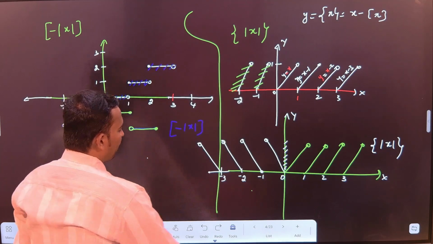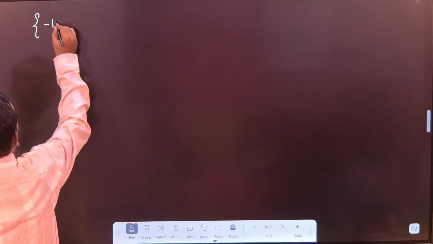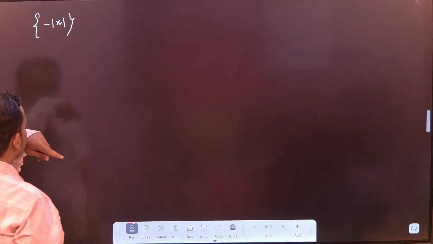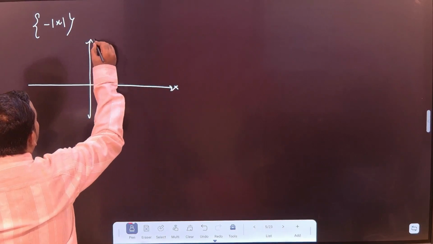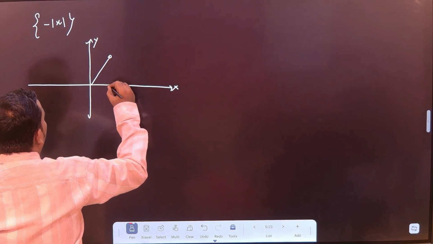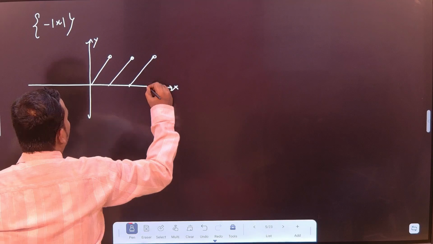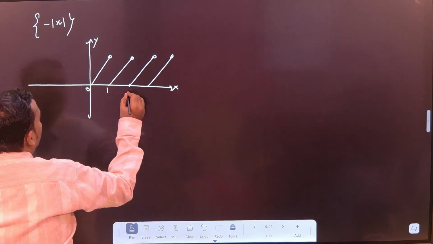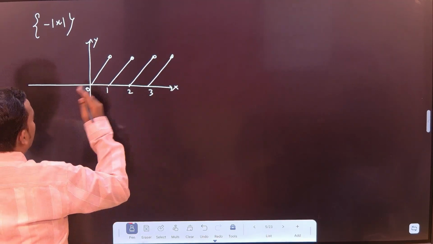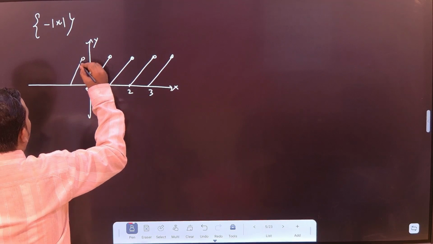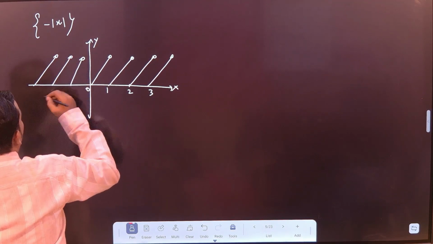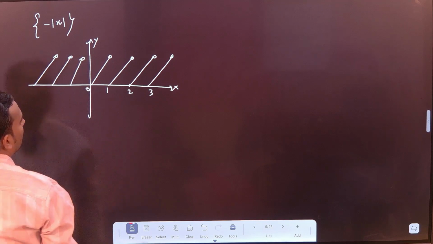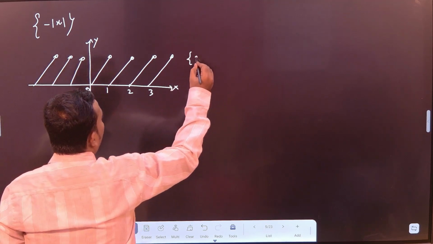Okay. Let's draw the graph of the fractional part of minus mod x. So you can see this is the x axis, the y axis. I will draw quickly. This is your graph of 0, 1, 2, 3, the fractional part function, right side. The left side will be x plus 1, x plus 2, x plus 3, right? Okay, this is your fractional part function, your reference graph.